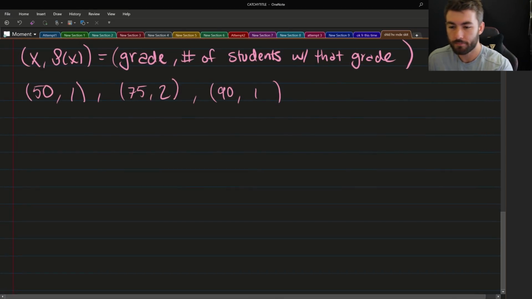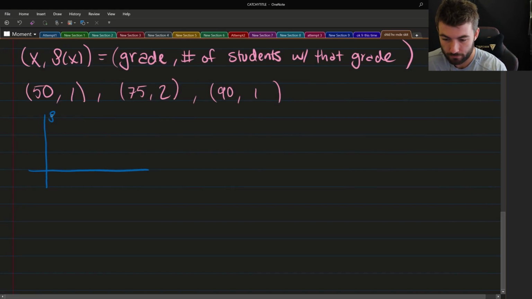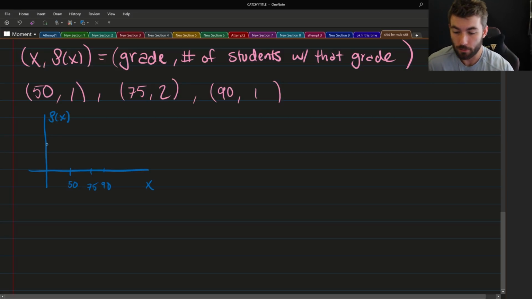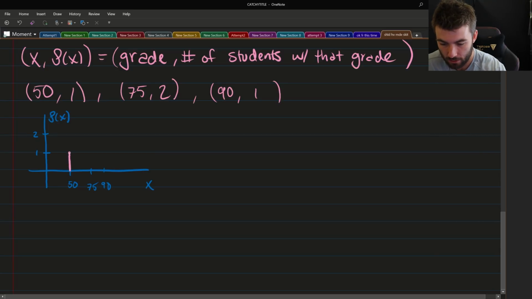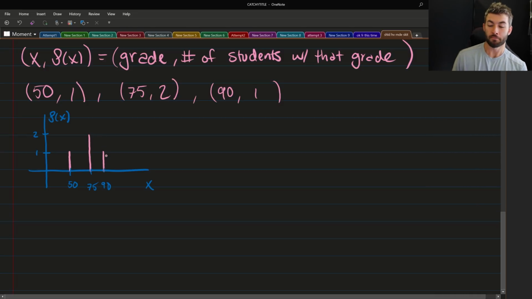So if I want to plot rho of x, a function of x, I'm going to have a data point at 50. Let's say that's where 50 is. Here's 90. And 75 would be somewhere over here. And the corresponding y values are just going to be either 1 or 2, right? We say this is 1, here's 2. And so our data is going to look like this: one person who got a 50, 2 people who got a 75, and 1 person who got a 90.